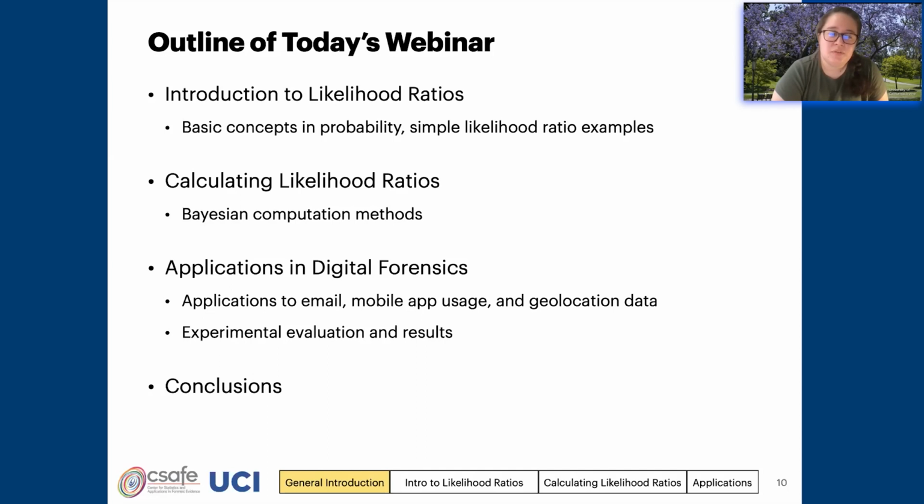We'll talk about some experiments that we've conducted with email, mobile app usage, and geolocation data. We'll show the results from these experiments, and then we'll conclude with a discussion of these results and potential future directions for this line of research.